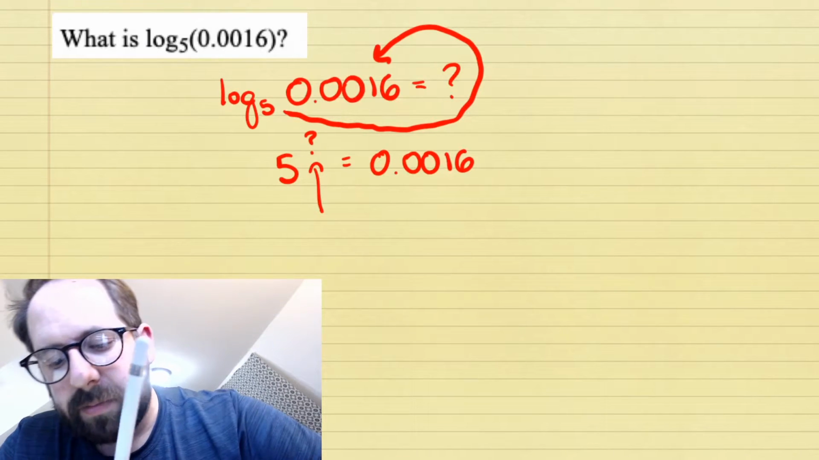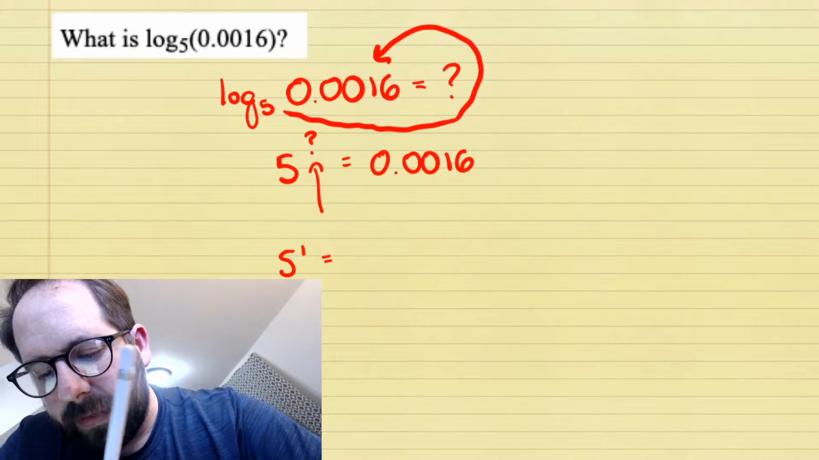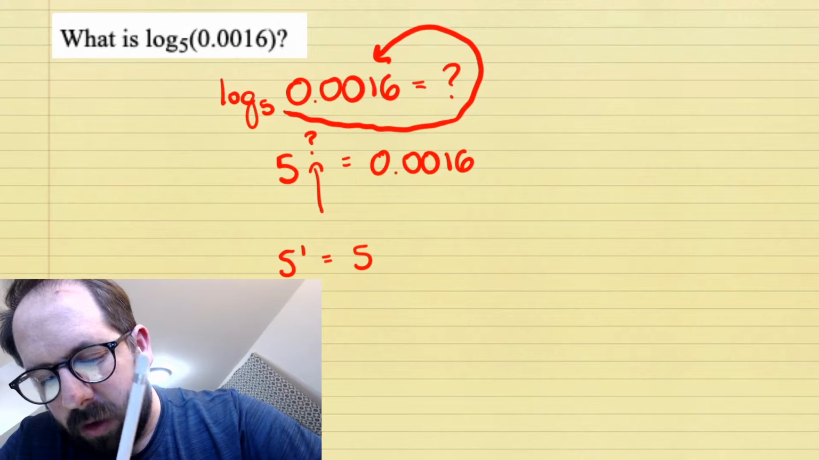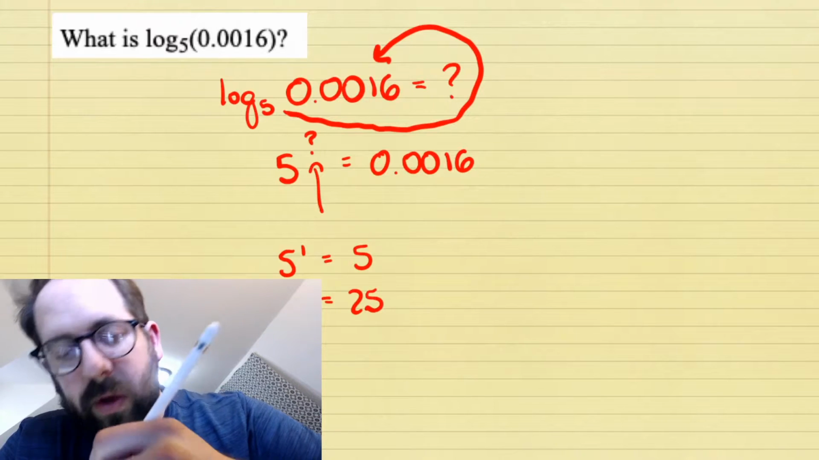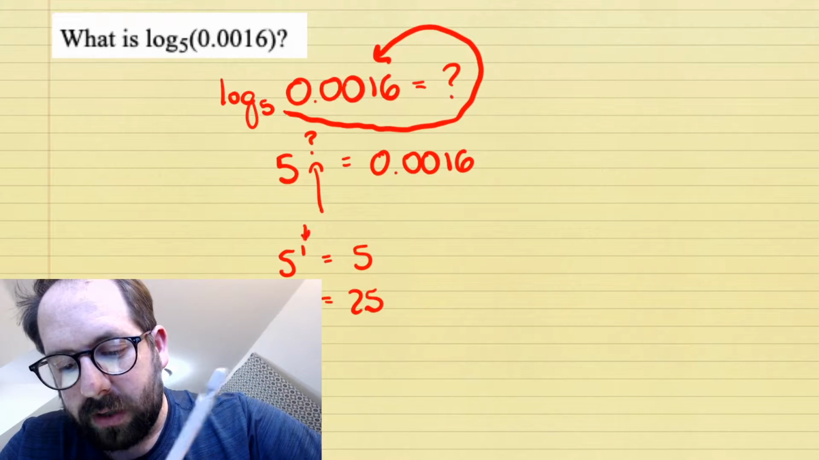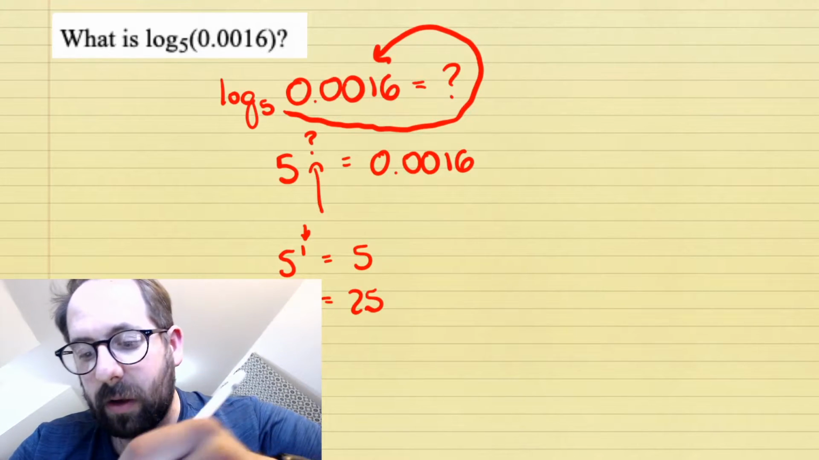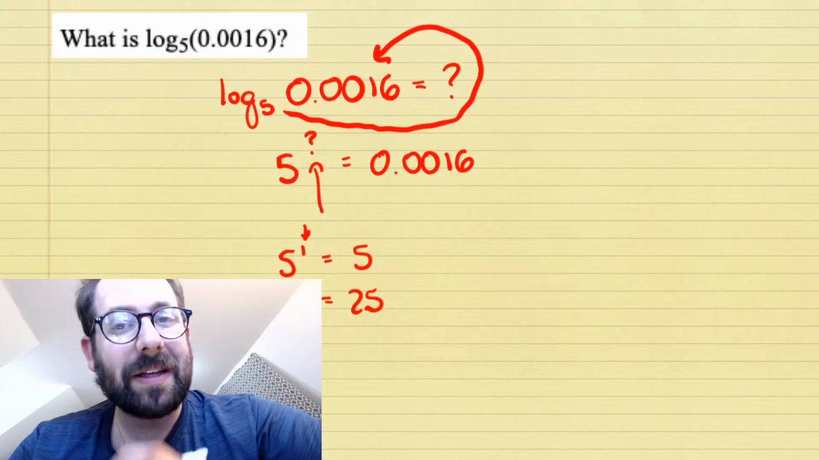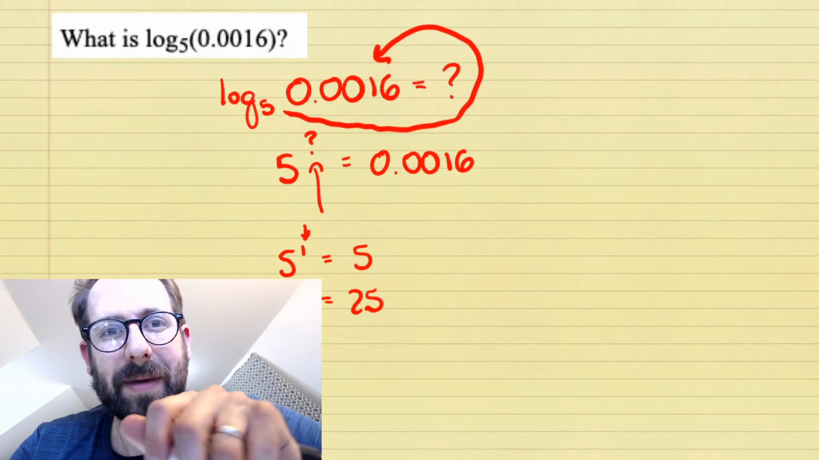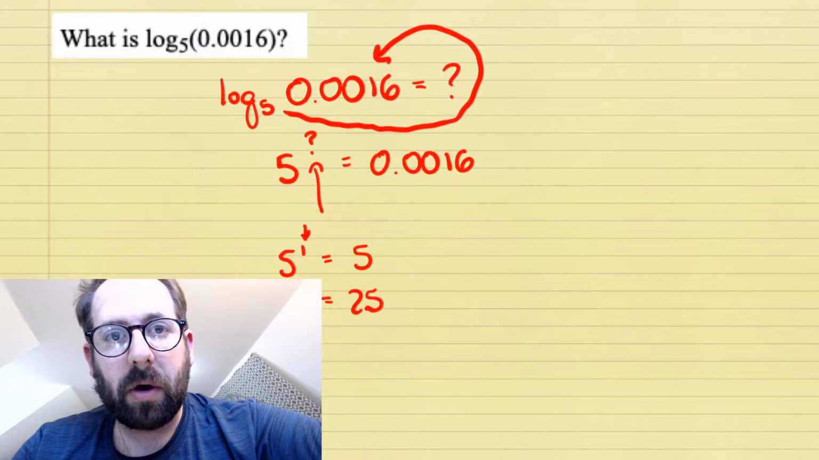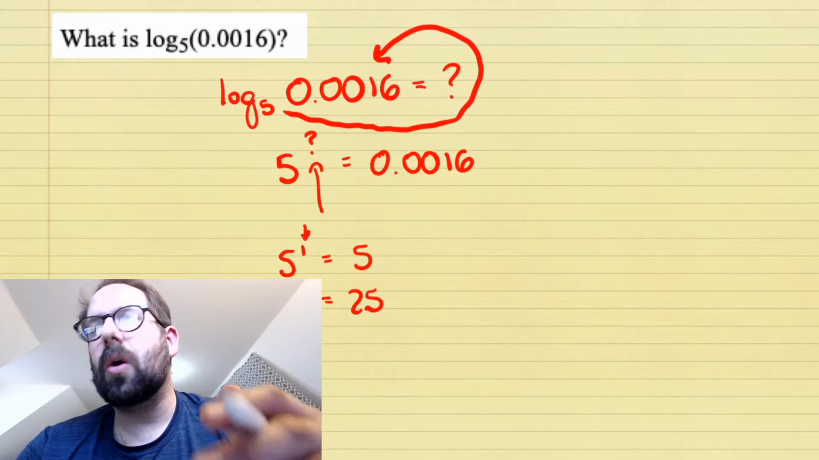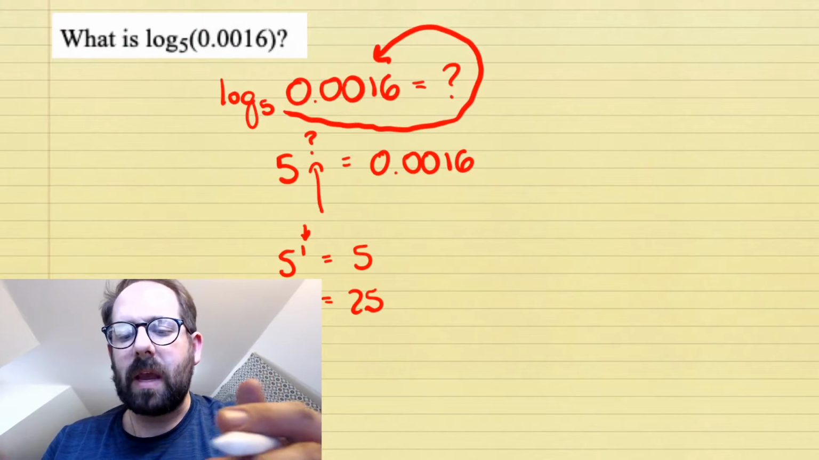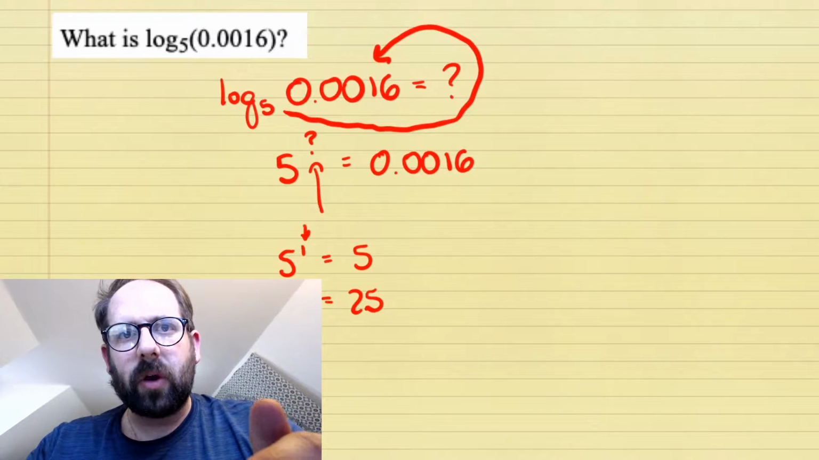Now, how I know that is because 5 to the first power is 5. 5 to the second power is 25. So it's definitely less than 1. So it's got to be a decimal, because that's how I need to turn this thing into 0.0016. So that's what I'm automatically thinking. So that's why it's kind of nice to know that. Like, can I guess at this number before I start?